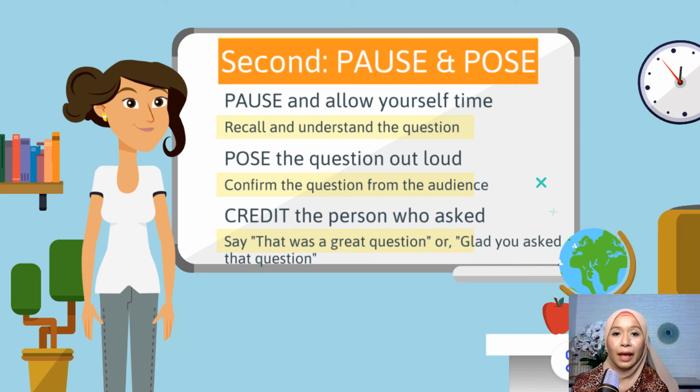Second, pause and pose. Pause and allow yourself some time to think. So once you have been asked a question, you just reflect, recall, and understand the question. And you repeat the question again. Pose the question out loud. So that will be confirming to the audience the question that they are asking you. Next, credit the person who asked. Say, that's a great question. Glad you asked that question. Thank you for that question.